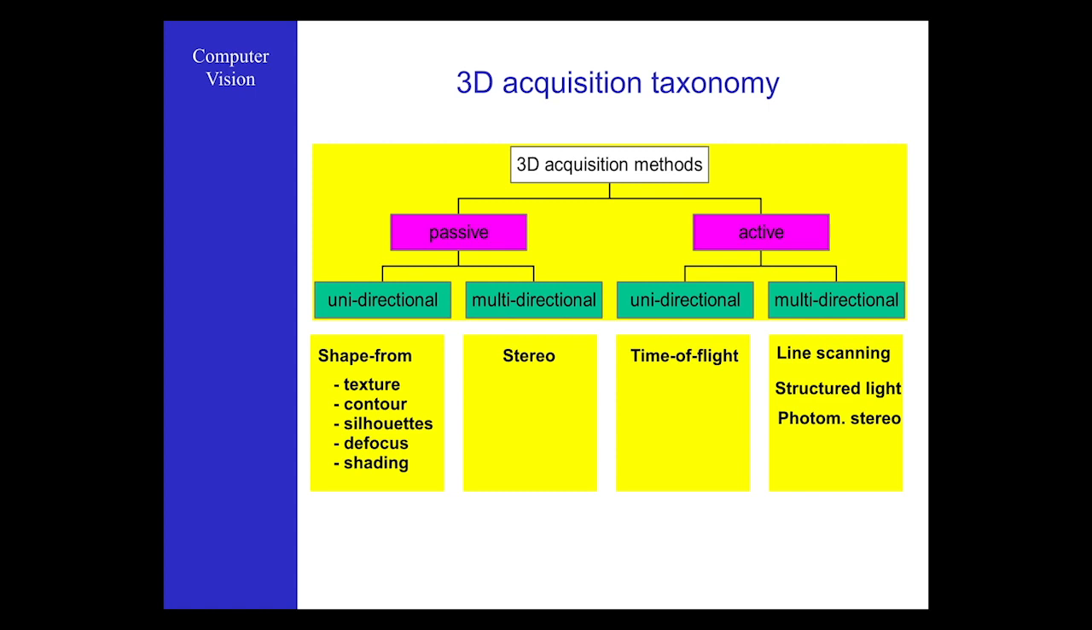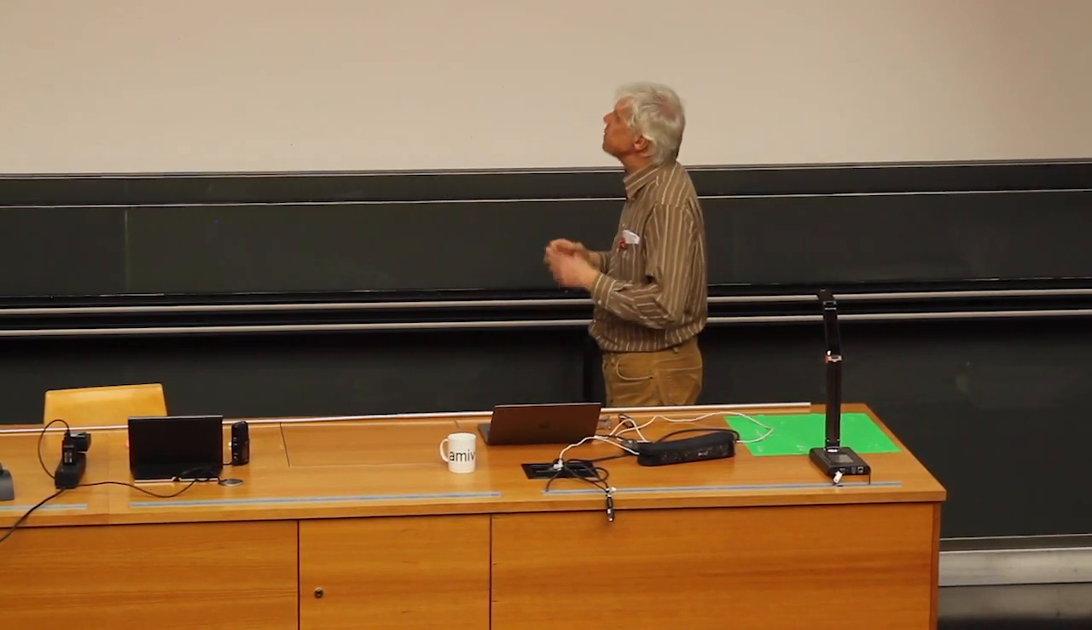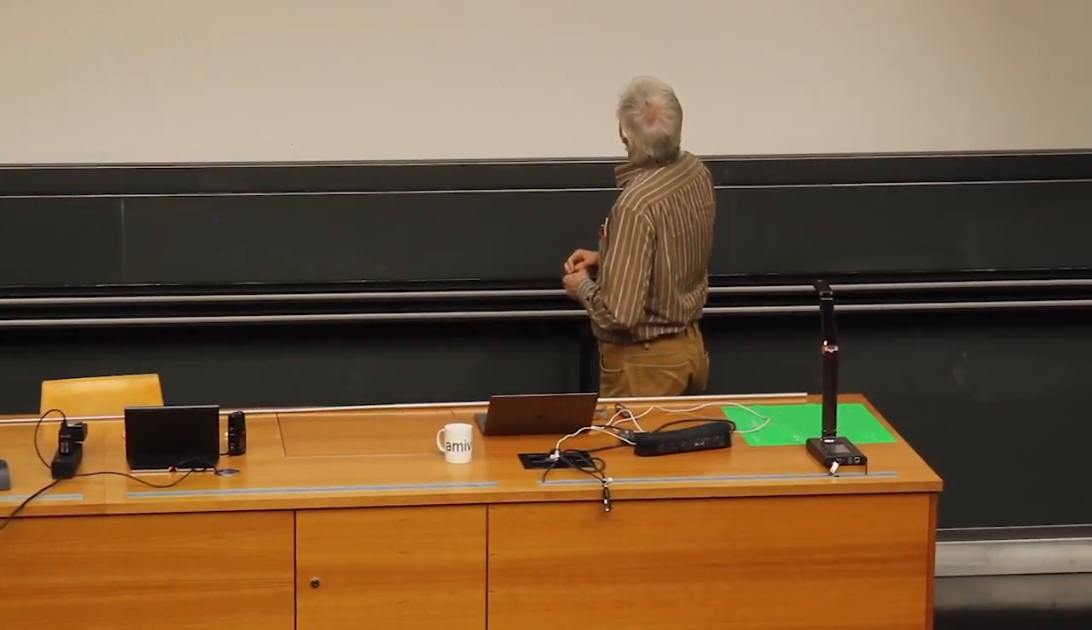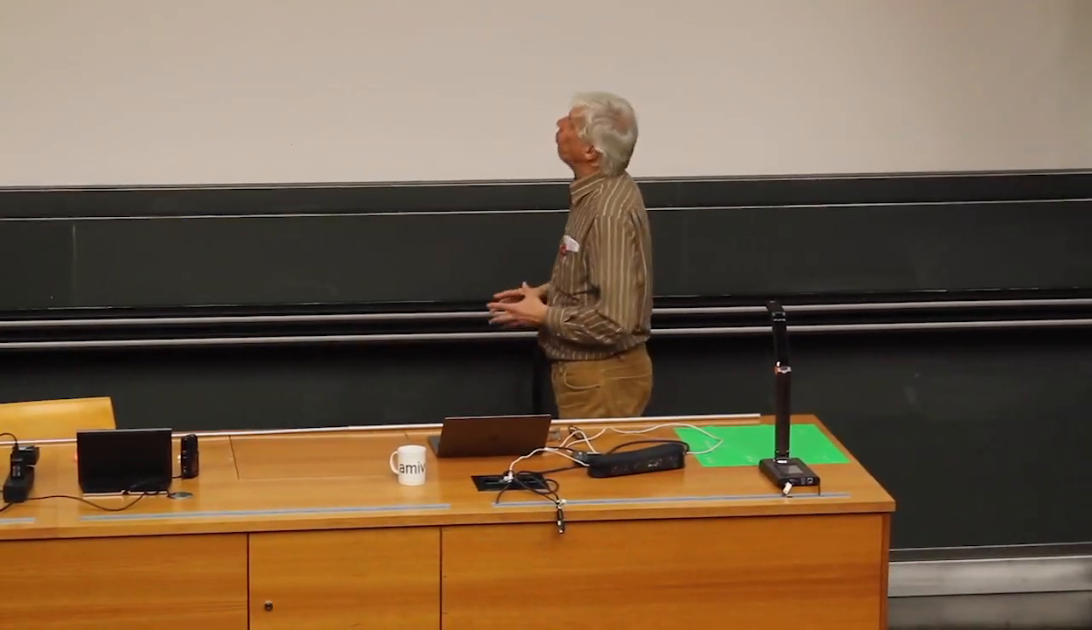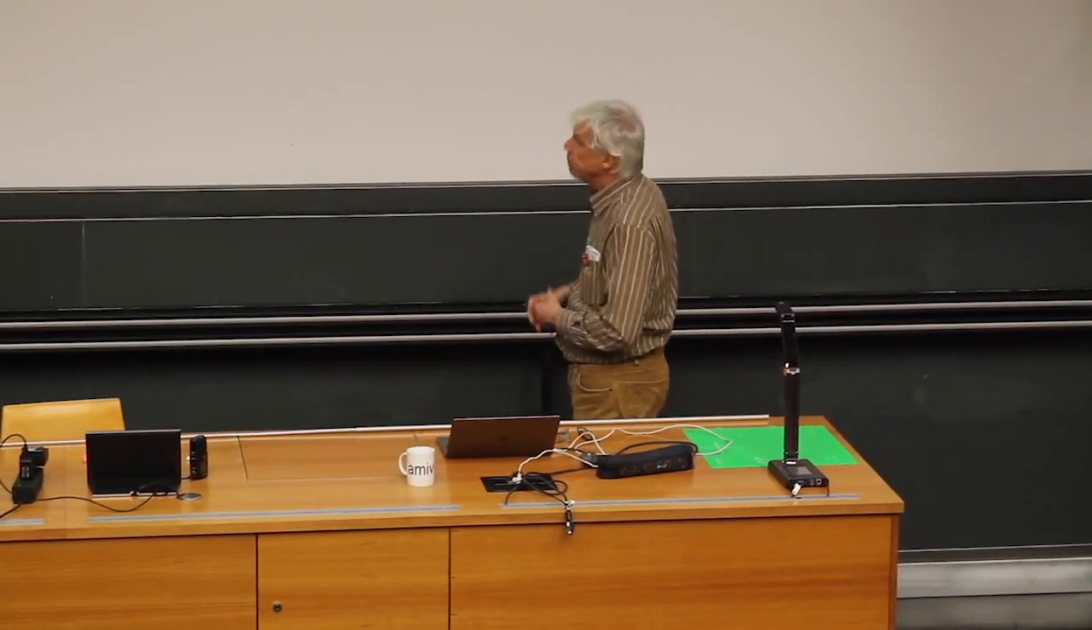Then we go to the next method, and that is structured light. And again, this is an active method. It is based on having a camera and a projector, and the projector will project a pattern. So we have modulation. That's why it's an active system. And it's multidirectional because we project and observe from two different points.